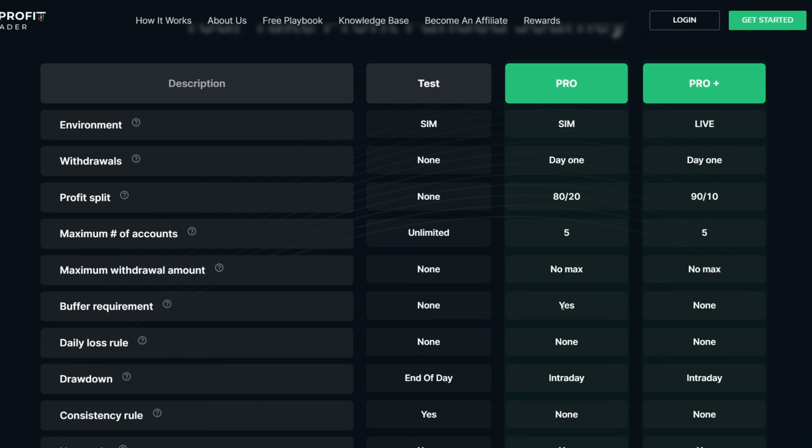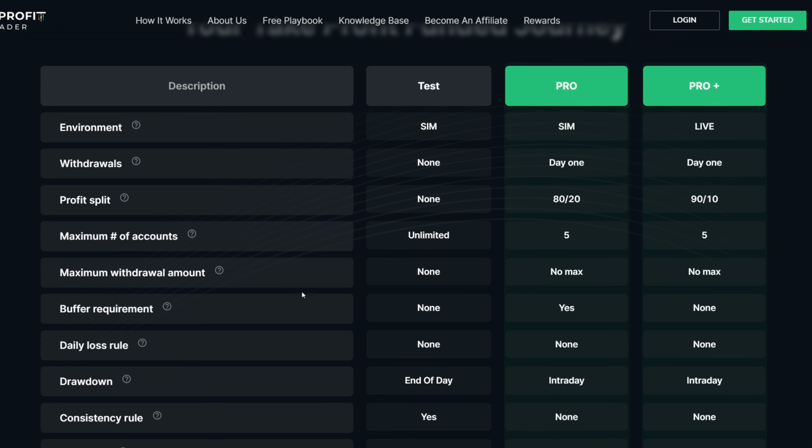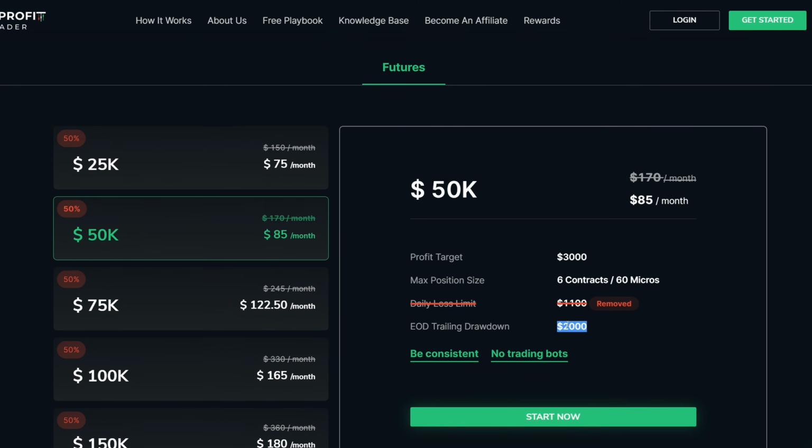However, in the pro account, yes, there is a buffer requirement. And that brings us right to this page right here. The buffer is essentially your drawdown amount. So once you've made $2,000, that $2,000 is the buffer amount. Anything above and beyond 2,000, we can then go ahead and request a withdrawal as soon as day number 1. So let's say on day number 1 in the 50K account, if you're in the pro account, if you made $3,000 at the end of your trading session on day number 1, you could essentially request a payout for $1,000.